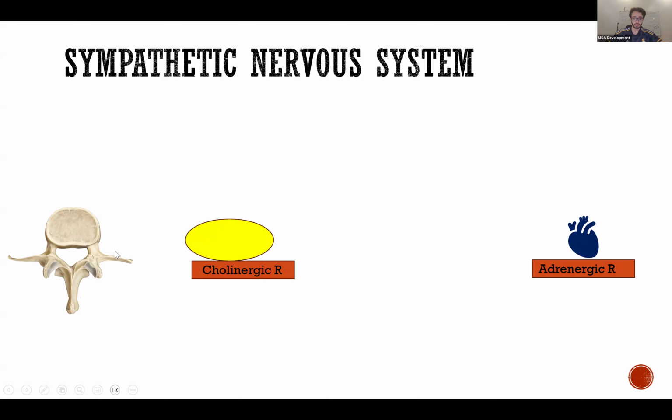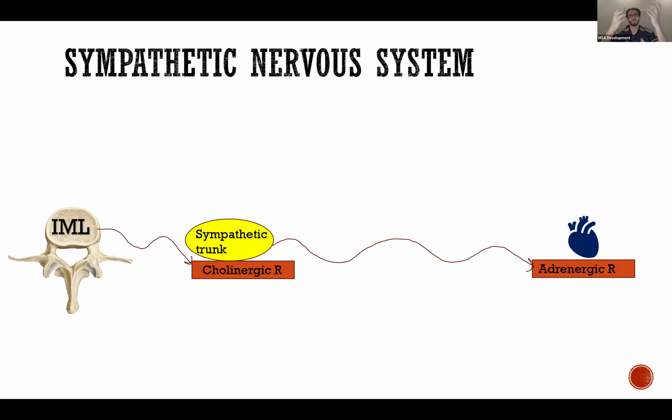So, as we mentioned, the preganglionic neuron will first go to the cholinergic receptor of the ganglion. But here it doesn't say ganglion, it says sympathetic trunk. Sympathetic trunk is just another name for the ganglion of the sympathetic nervous system, because we can't call the ganglions of both sympathetic and parasympathetic system by the same name. It's basically the ganglion of the sympathetic nervous system. After that, the postganglionic neuron will keep going until it reaches the adrenergic receptor of a certain organ, and it will produce epinephrine so that we can have an effect.